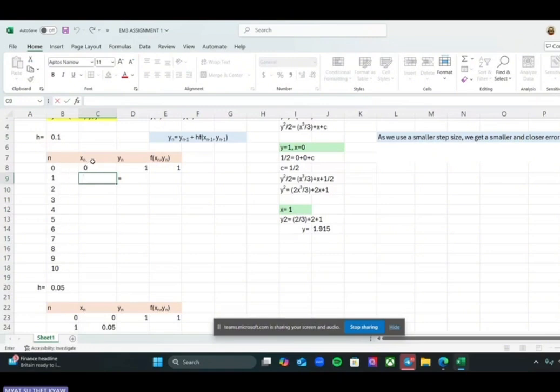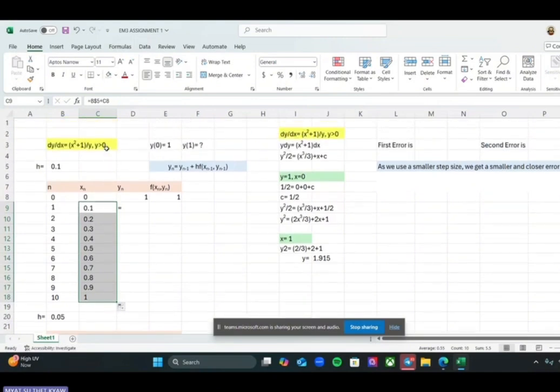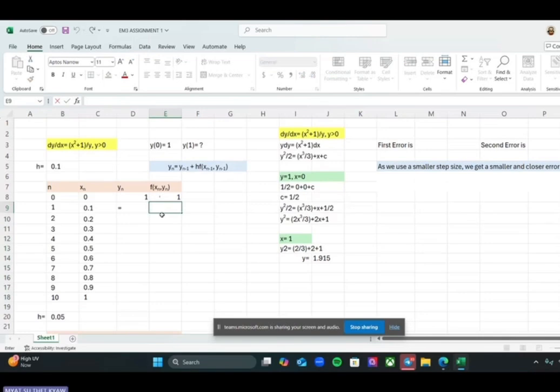To calculate our x1, we will add on our step size to x0, which is step size plus x0. And we will get 0.1. We repeat this until we reach the value x equal to 1. For this function here, we will use the differential equation given here. So, to find f of x0, y0, x0 squared plus 1 over y0.